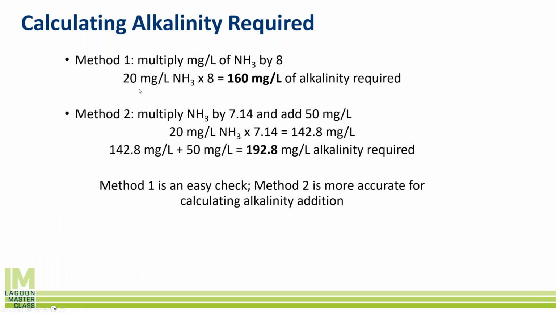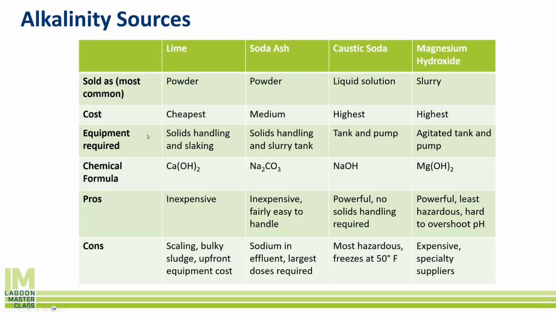So here's what I was just talking about a little bit ago: calculating your alkalinity requirement. You can use an 8-to-1 ratio, and that should give you a pretty good estimate. You can also do it by the 7.14 and add 100, which is what I typically like to do. When we look at this, how can you get it? You can buy it as a powder. It's the easiest. It's just baking soda, cheap.